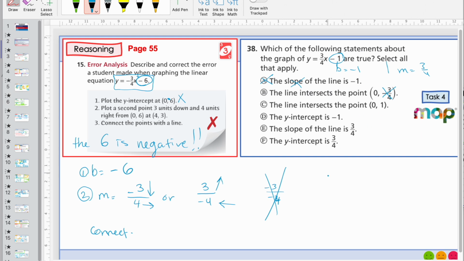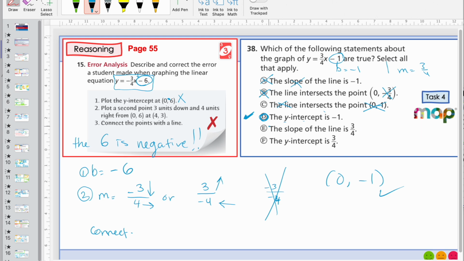It intersects the point 0, y-intercept. Correct. But this is not a point. The slope is never a point. It's a rate of change of the line. The line intersects the point 0, 1. No, it's 0, negative 1. That's not it. The y-intercept is negative 1, and finally something correct. This is correct.